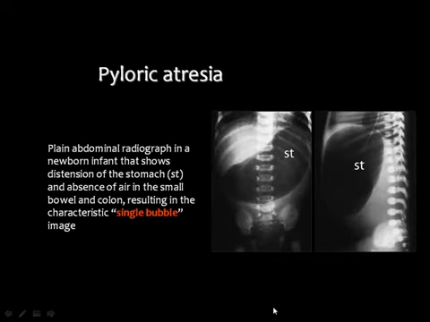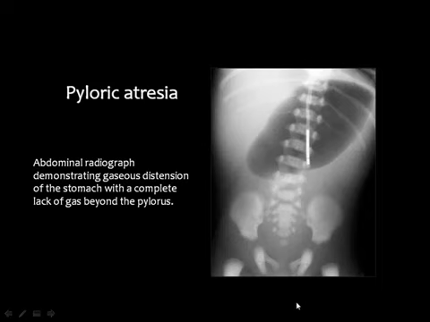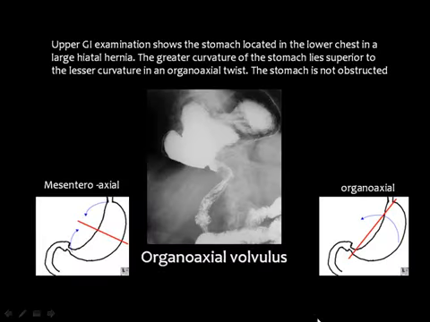And pyloric atresia can be diagnosed from the plain film by detecting what is known as the single bubble. The single bubble means that the stomach is distended by air, and no air outside the stomach can be seen in the duodenum or the bowel. This is another case of pyloric atresia, where you see a single air bubble filling the stomach, and no air in the rest of the abdomen.